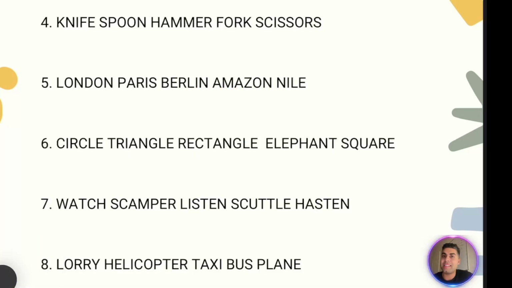Okay, welcome back. Right, I hope that was useful. Let's go ahead and dive into question 4. Knife, spoon, hammer, fork, and scissors. Well, we know that knife, spoon, and fork are all eating utensils, while hammer and scissors are tools, so they are the 2 odd ones out.